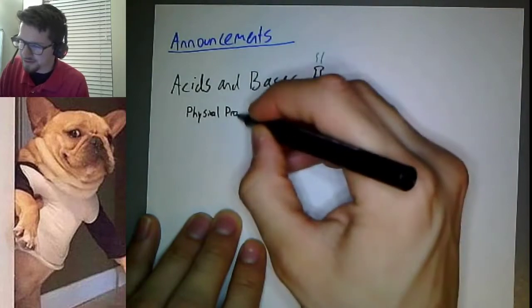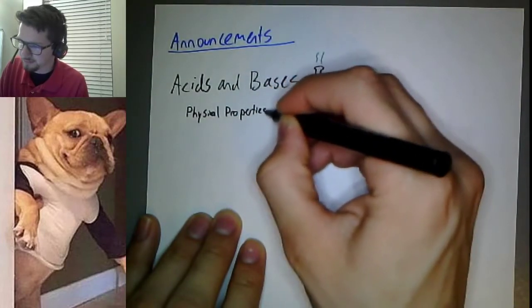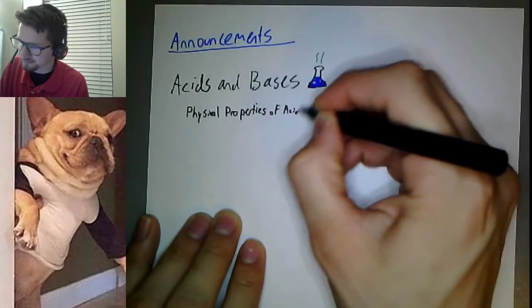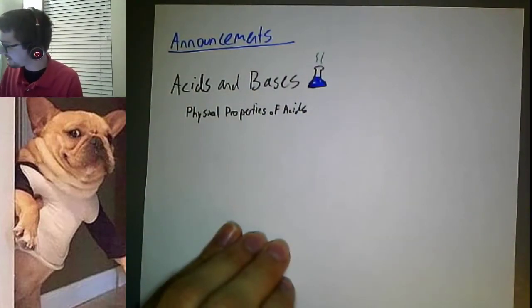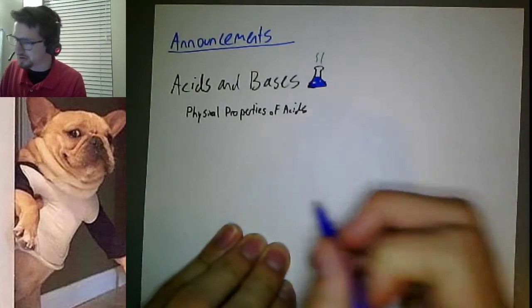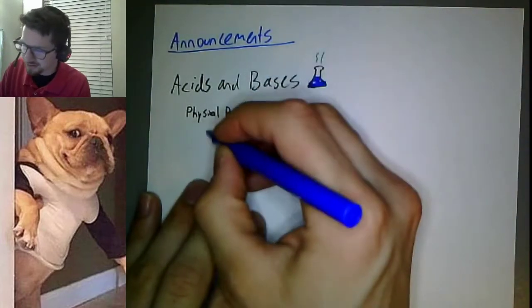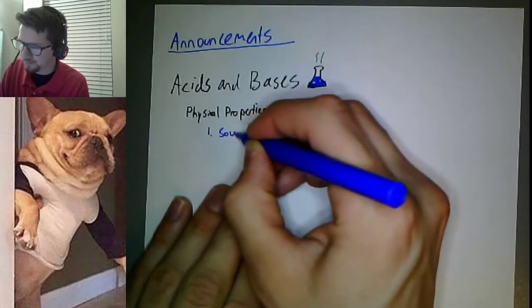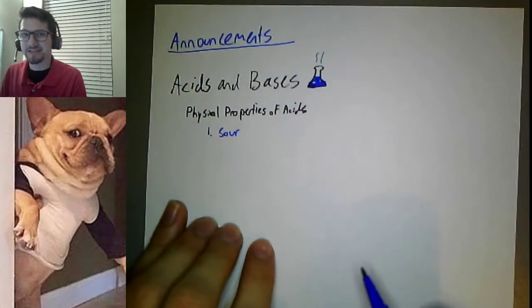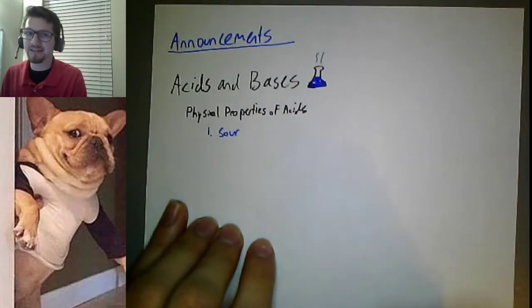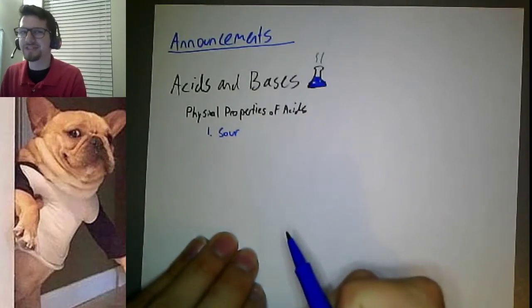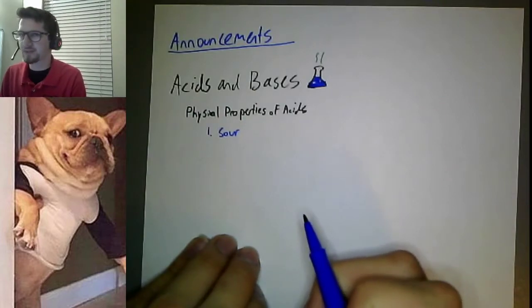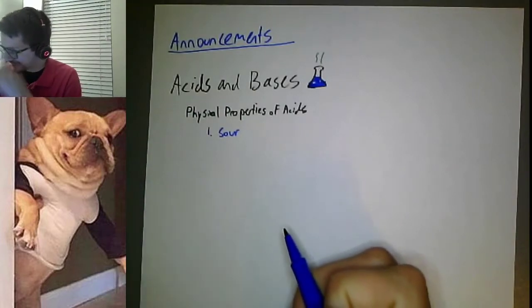physical properties of acids. So, what are things you notice about an acid? First off, they're sour. An acid is usually sour. Think like an aspirin or an ibuprofen. If you've ever tasted it, it's got a really sour taste. That's because it's acidic. It's things that make you pucker, things that are really tart, like orange or lemon. Those are all highly acidic.